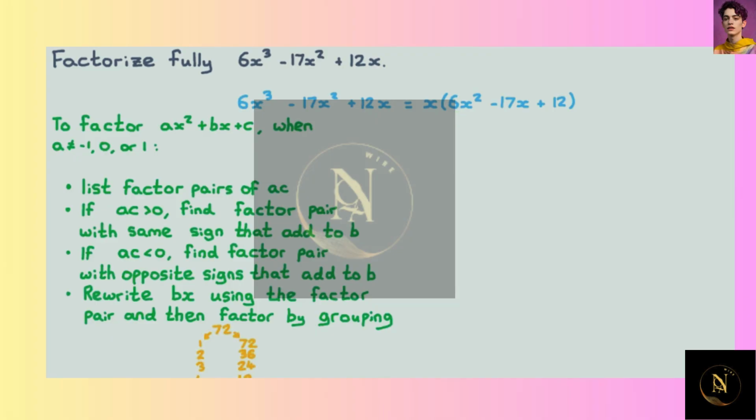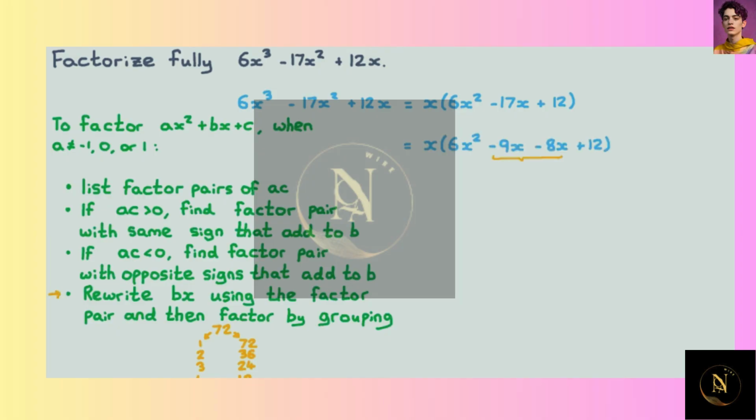If we do this, then we obtain the following factor pairs of 72, where we note that we can also take the negative of each pair as well. Now, since a and c have the same sign, we need to find a factor pair with the same sign that add to give the value of b, which is negative 17. By checking the factor pairs, we can see that negative 8 plus negative 9 is equal to negative 17.